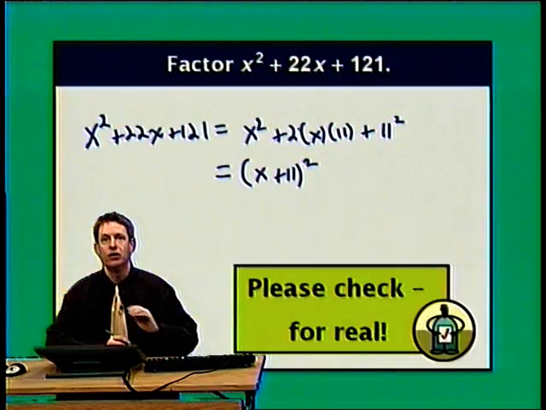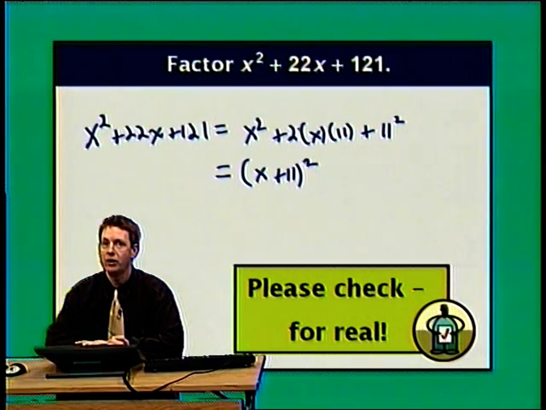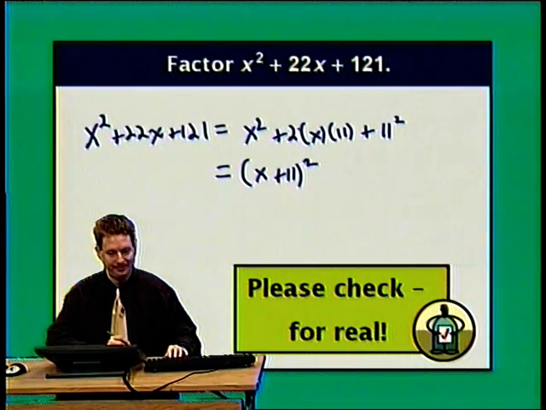Now, in my part of the lesson today, I'm going to go ahead and leave the check to you, but I really do encourage you to go ahead and do the check. Go ahead and FOIL out x plus 11 squared and make sure that you do get x squared plus 22x plus 121. The reason I'm leaving the checks out is so that I can work through lots of examples and still leave lots of time for Anne and Candace.